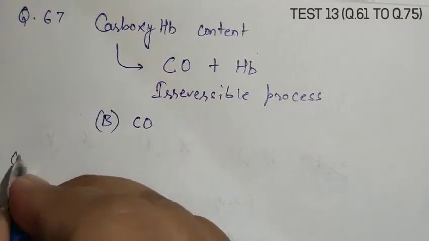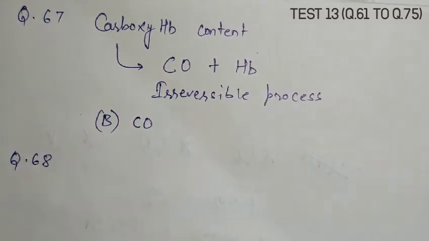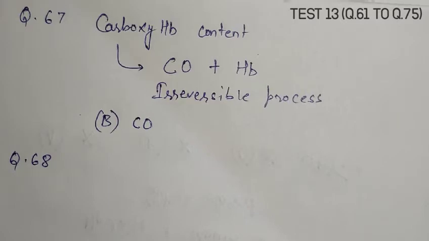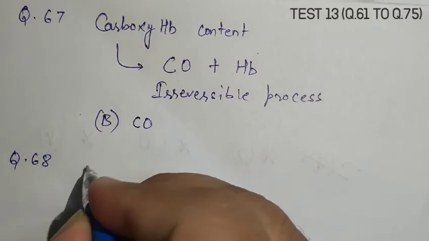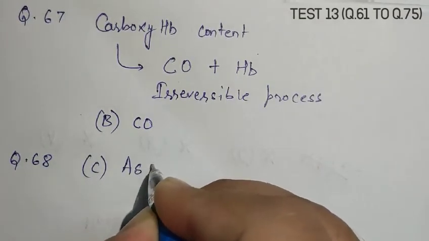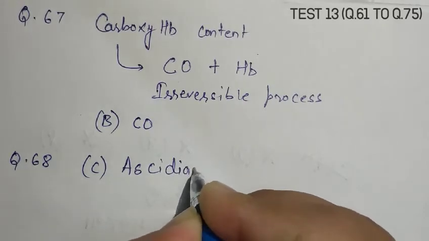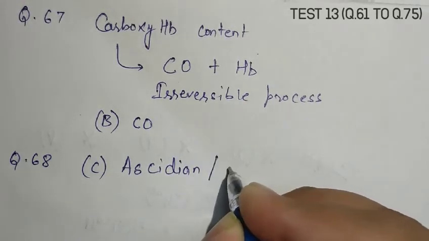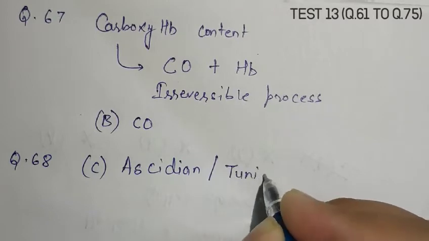Question number 68. Vanadium containing blood pigment is noticed among A. animals living in polluted water, B. man returning from moon, C. Ascidian, D. Echinoderm. So the correct answer is C. Ascidians, or they're also referred to as tunicates.